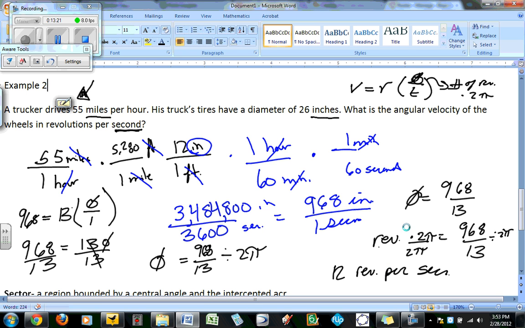So I hope that makes sense. And why we divided by 2 pi, because we were asked to find revolutions per second. So we found his angular velocity, but now we want to find out how many revolutions that took. So what we do is we divide by 2 pi in order to get our revolutions, because theta, this symbol right here, is a number of revolutions times 2 pi. And we were looking for the number of revolutions. Okay.